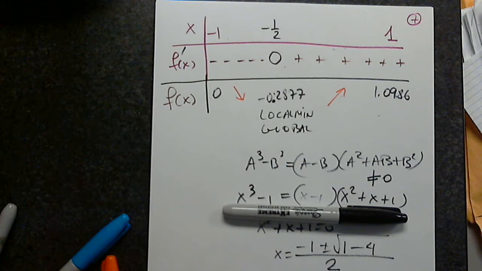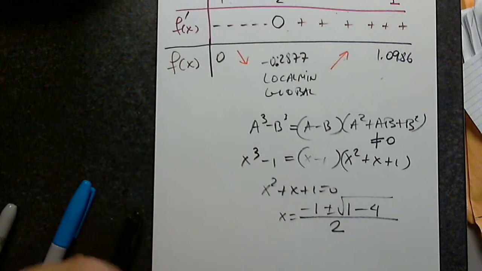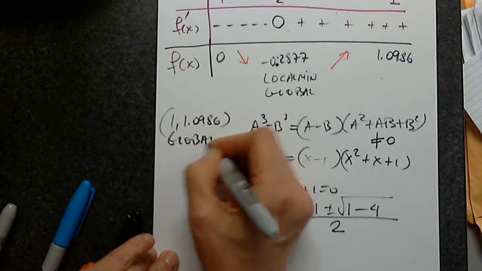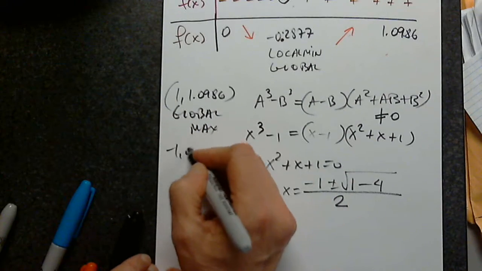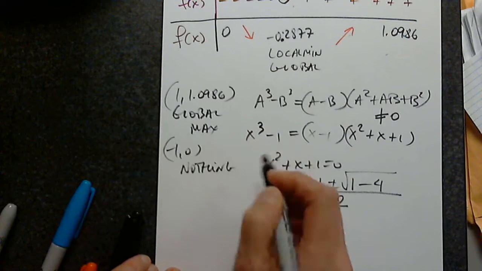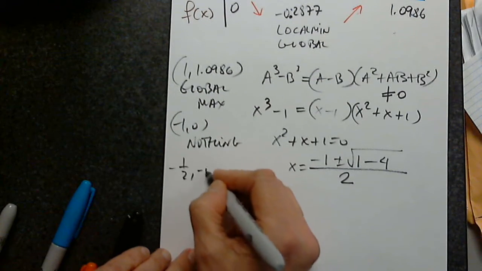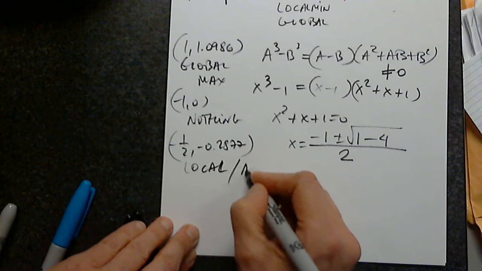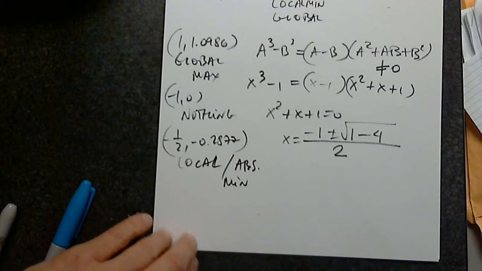Good. Now let's identify what happens the rest. So one more time, it starts at 0, comes to negative, and then goes positive. So something like this. So what does this point say or do? Nothing. What does this one say? Global max. That's all. So 1 comma 1.0986, global max. Negative 1 comma 0, nothing. And this negative 1/2 comma negative 0.2877 is local and absolute min, or global, whatever you want.